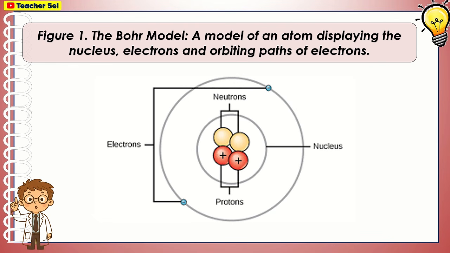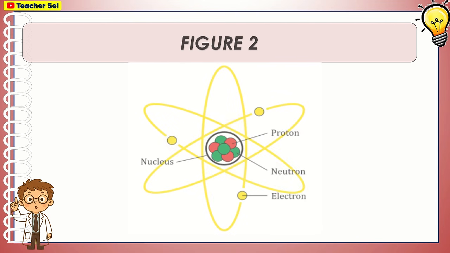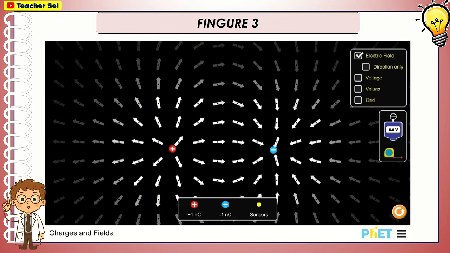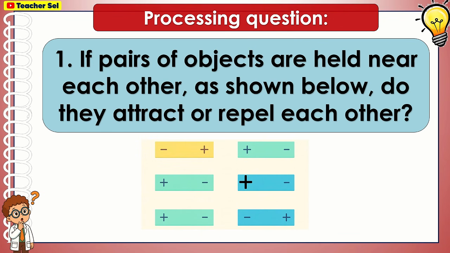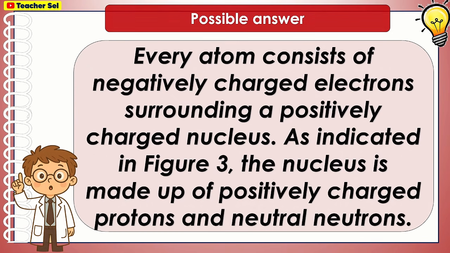Figure 1. The Bohr model, a model of an atom displaying the nucleus, electrons, and orbiting paths of electrons. Figure 2. Figure 3. If pairs of objects are held near each other, as shown below, do they attract or repel each other? Every atom consists of negatively charged electrons surrounding a positively charged nucleus. As indicated in Figure 3, the nucleus is made up of positively charged protons and neutral neutrons.